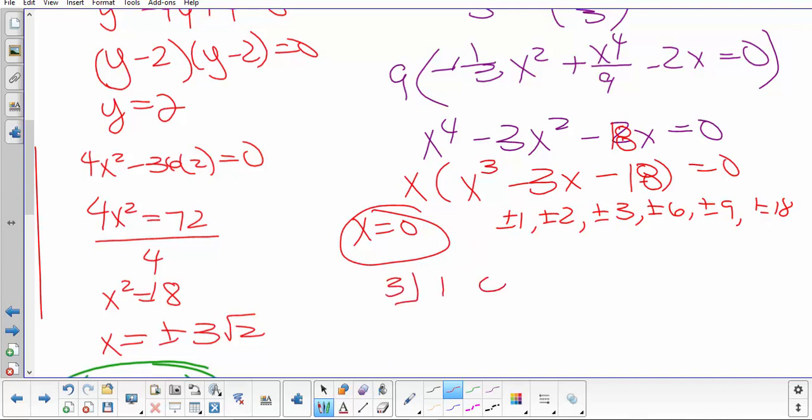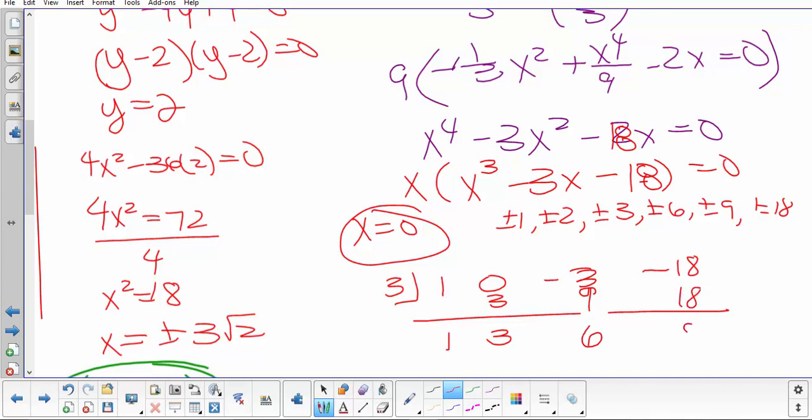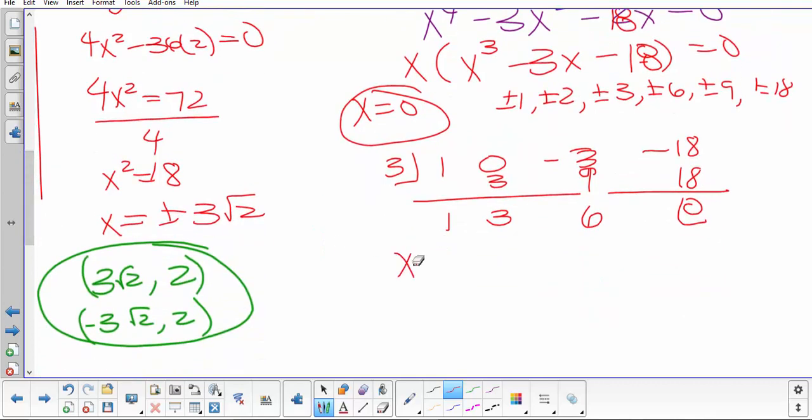1, I'm going to put a 0 to hold the squared term, negative 3, negative 18. Bring down the 1, 3 times 1 is 3, add, I get 3, 3 times 3 is 9, add, and I get 6, 3 times 6 is 18, and my first guess was a very lucky one, which means my factors are x minus 3 times x squared plus 3x plus 6.